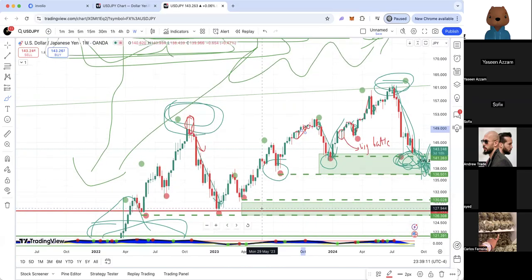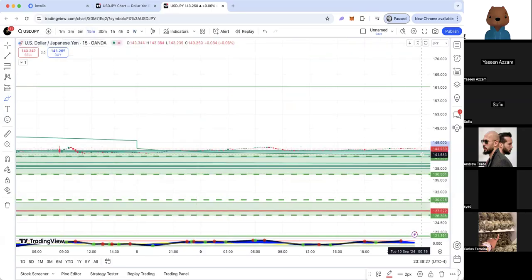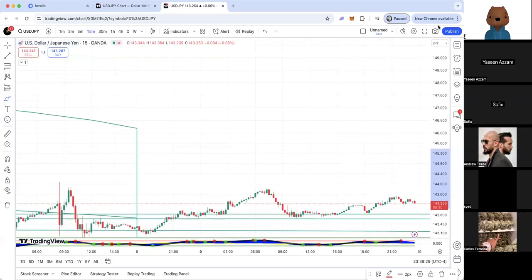So an easy way to spot trends and spot opportunities to buy is just to buy the hammer candles. Like that's another hammer candle right there. Another hammer candle right there. So if we wanted, we can go on a 15-minute and try to catch a trade right now on this pair.